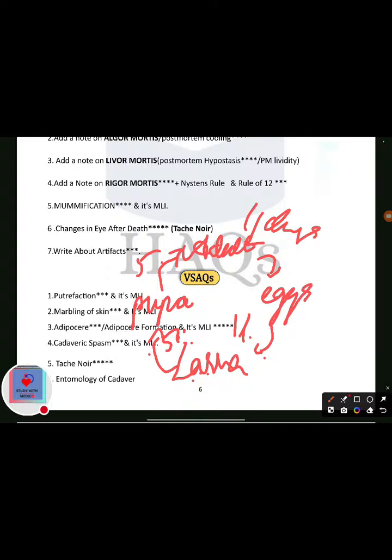Next are artifacts. Let's discuss artifacts. Carbon dating, mummification is done. Write about artifacts.